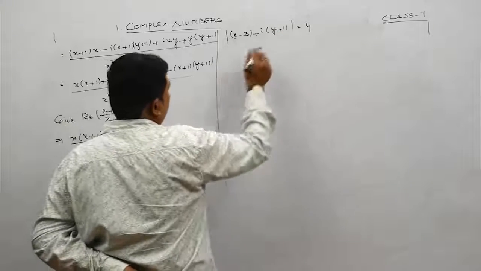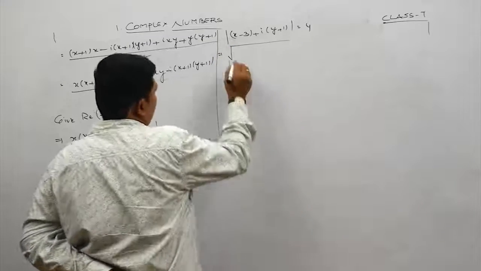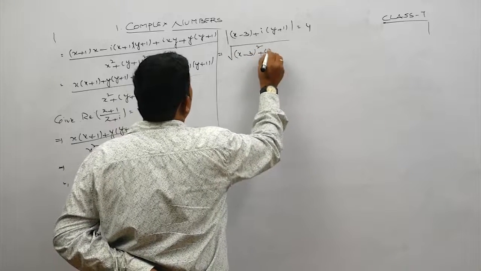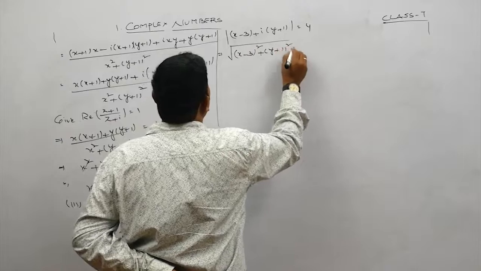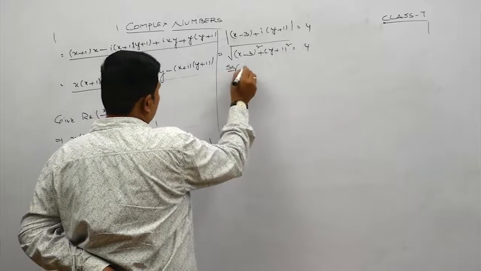Again, modulus is always the same formula, root of a squared plus b squared. So (x - 3) whole squared plus (y + 1) whole squared is equal to 4. Squaring on both sides.